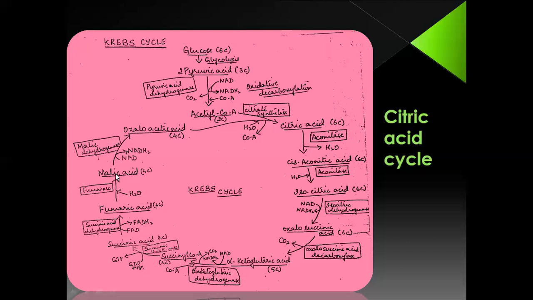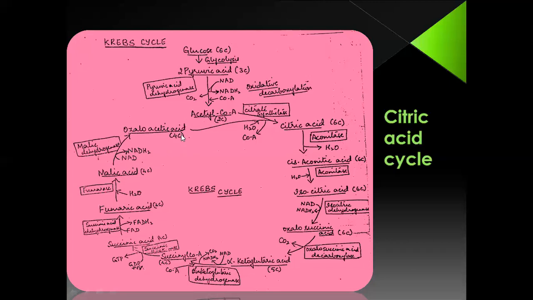Now this malic acid, a 4-carbon compound, gets dehydrogenated in the presence of an enzyme malic dehydrogenase. So it is a dehydrogenation process where hydrogen will be removed in the form of H+ or proton, and that proton will be accepted by the coenzyme NAD, which in turn gets reduced to NADH2. Thus, malic acid gets converted to oxaloacetic acid, a 4-carbon carboxylic acid. So here, with the regeneration of oxaloacetic acid, the Krebs cycle is completed.